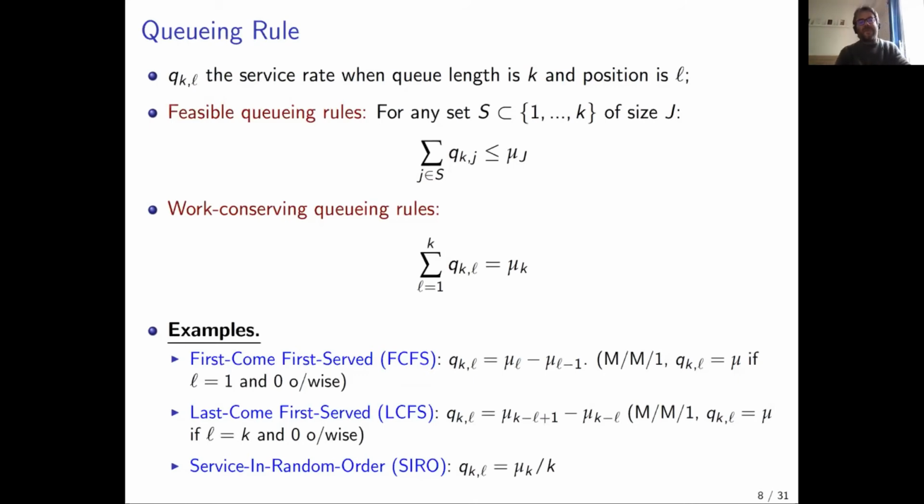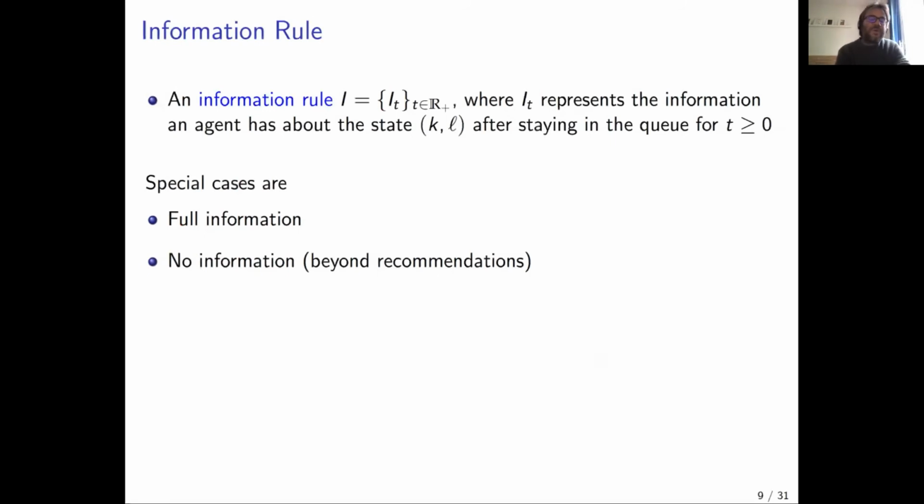Okay, so I described the entry rule, the exit rule, and the queuing rules. I have a fourth instrument, which is actually the information rule. Let me describe it briefly. I'll be a little bit informal, but I think it's going to be pretty clear what it is. So an information rule is a collection of I_t for each time t, where I_t represents the information that an agent gets on the state, which he cares about, meaning the queue length and his position in the queue, after he has stayed for a period of time t in the queue.